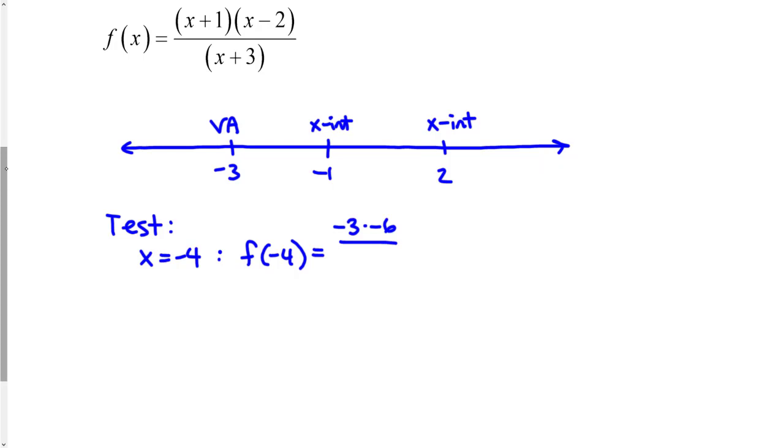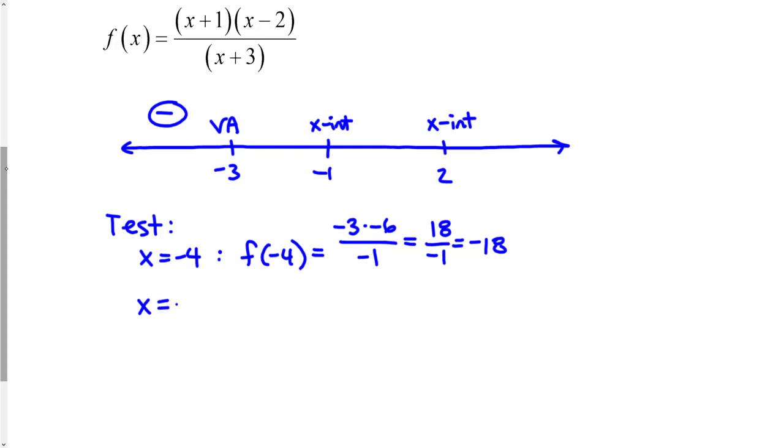-4 plus 3 would be -1. So this would be 18 over -1, or -18. And so I get a negative number, which doesn't really matter exactly what the number is. It just matters that it's negative. So what I've discovered is everything on that interval is going to be negative. Okay, let's move to the next interval.